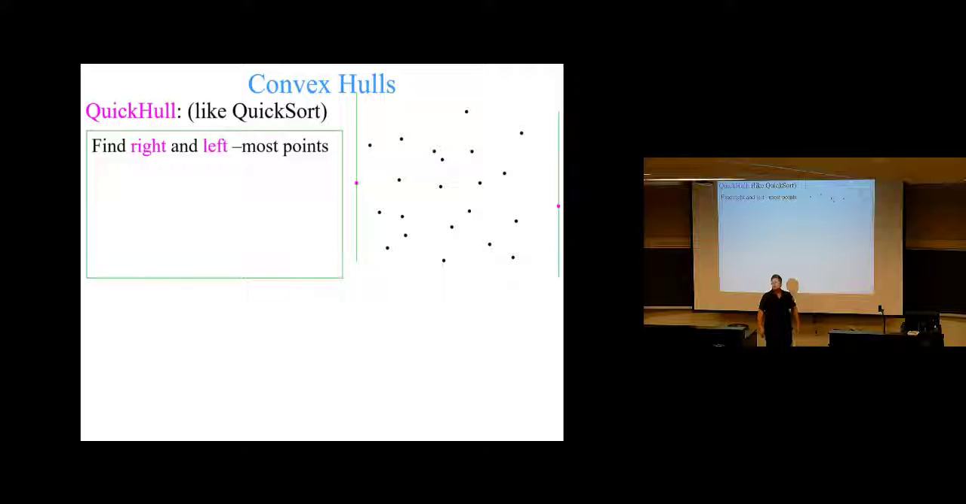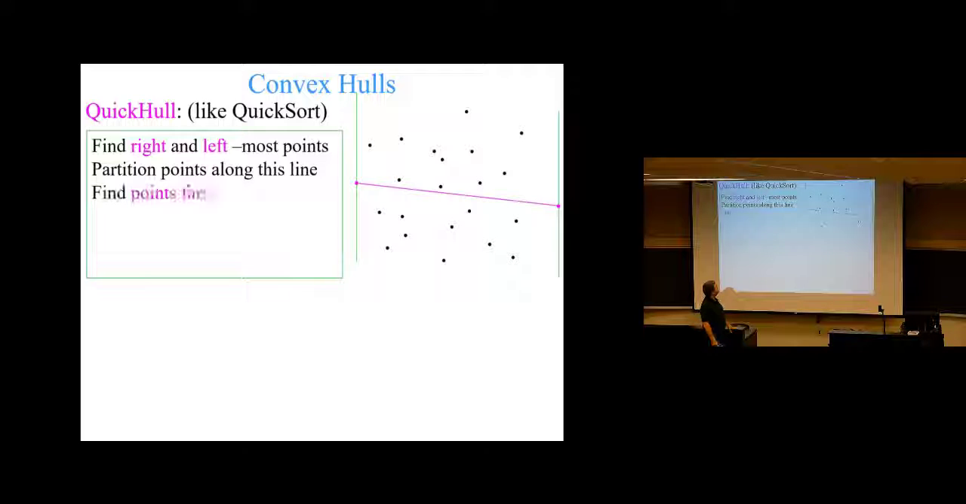And then what you do is you connect these two dots, the leftmost and the rightmost. And you partition around this line connecting these two dots in purple. So that partitions the set around into the upper half and the lower half of the original point set. Remember, this is an analog of quicksort.